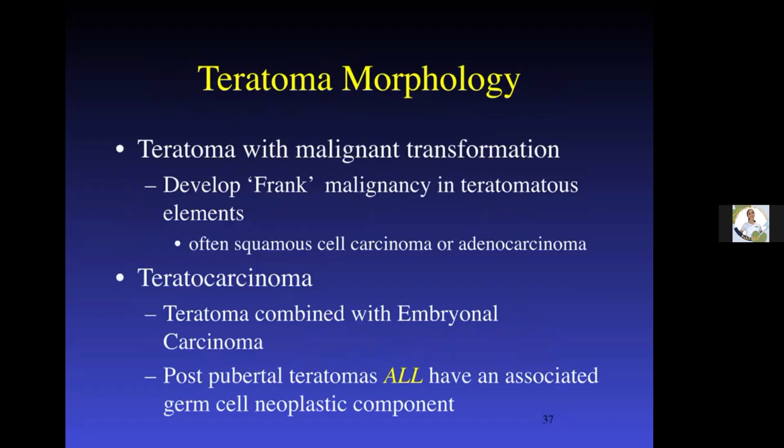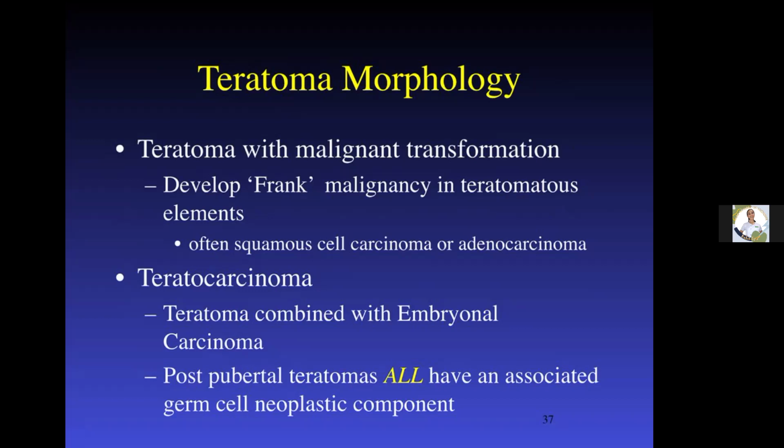You can also have teratoma with malignant transformation. Develop frank malignancy in teratomatous elements. So what are these malignant transformation cells? Most of the time you can see squamous cell carcinoma or adenocarcinoma. You can also have a teratocarcinoma. It is a teratoma combined with embryonal carcinoma.